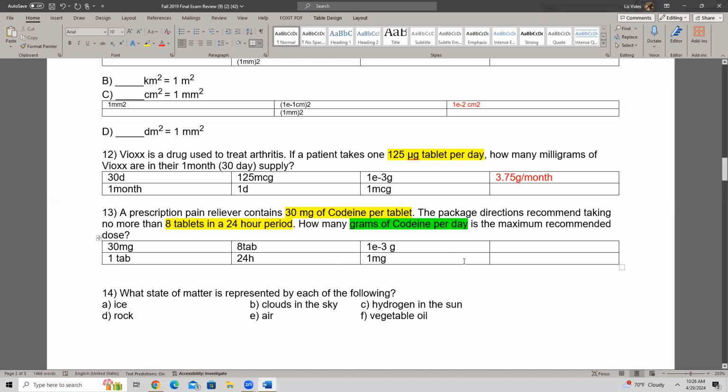Basically what you're doing is taking 30 times 8 times 1 e to the negative 3 and dividing it by 24. So the answer is 100. Is that what you got? Then that's what you got. The answer is 100 grams per day, right?